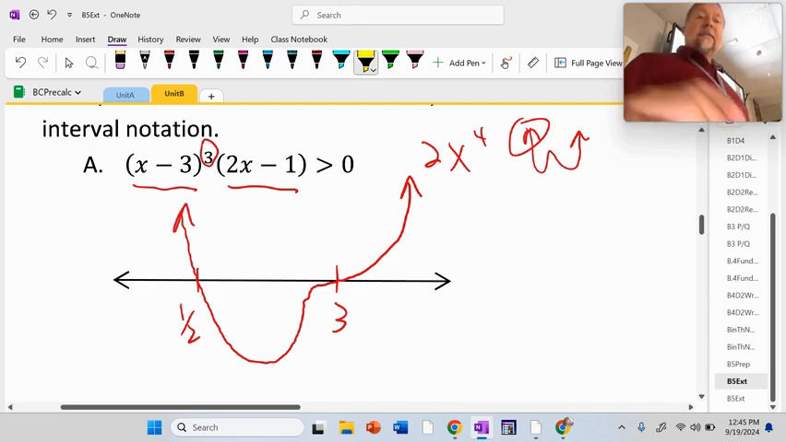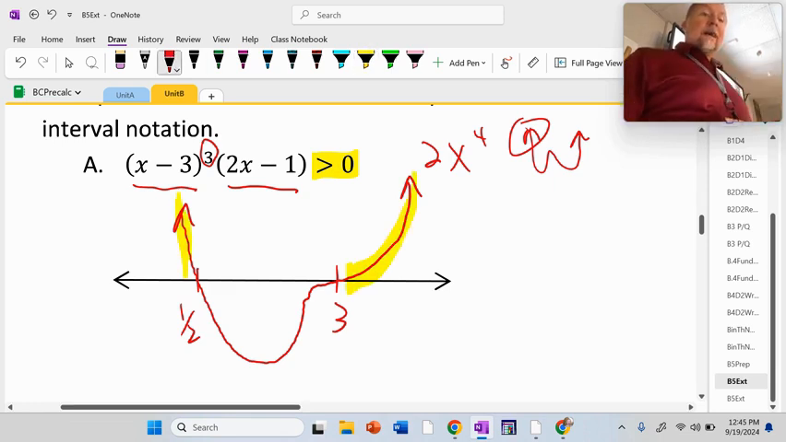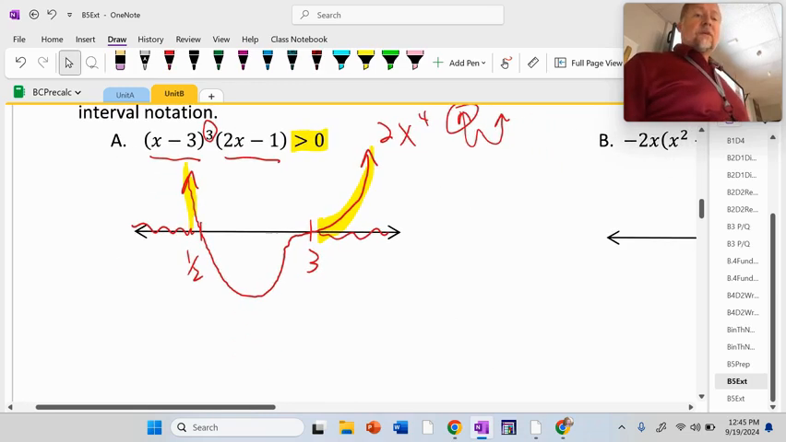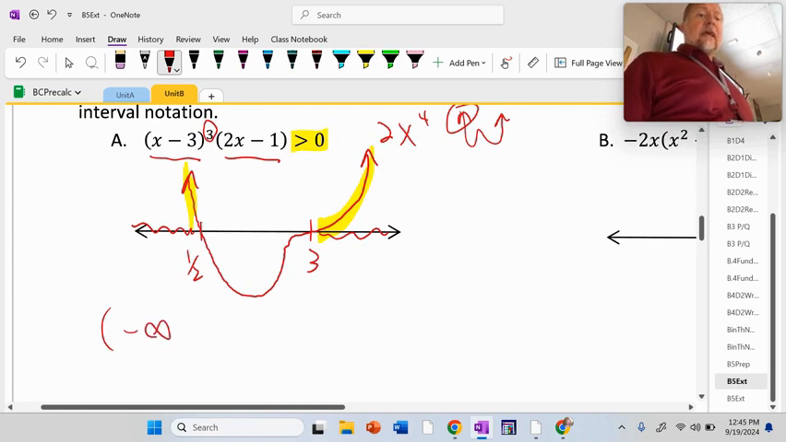And then this is why this is easy. Greater than 0, where am I looking for? Values above or below? Above. So I highlight this. These are the outputs that are greater than 0. I need the inputs that create it. So it's those. So it's negative infinity to 1/2. I told you today's homework was going to be easy.